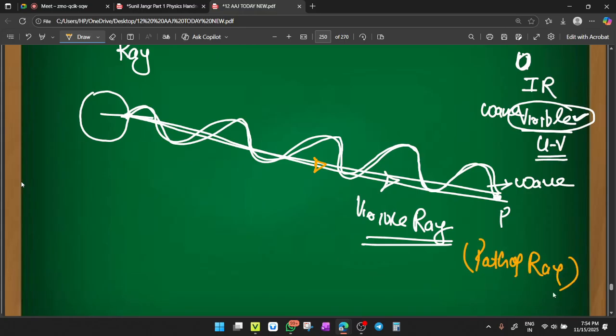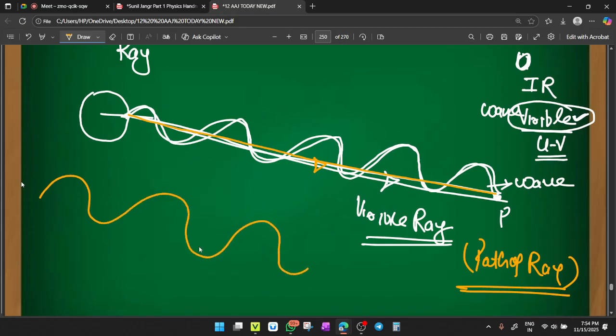So this is the path of the ray. This is the wave, and the direction in which your wave is moving from the initial to the final position is called a ray. So till now we have covered ray optics, which means we have studied the direction of motion of a wave. The direction of motion of a wave is called a ray.